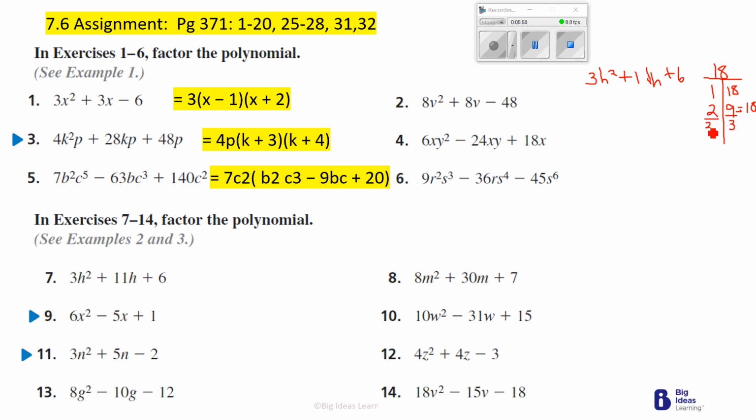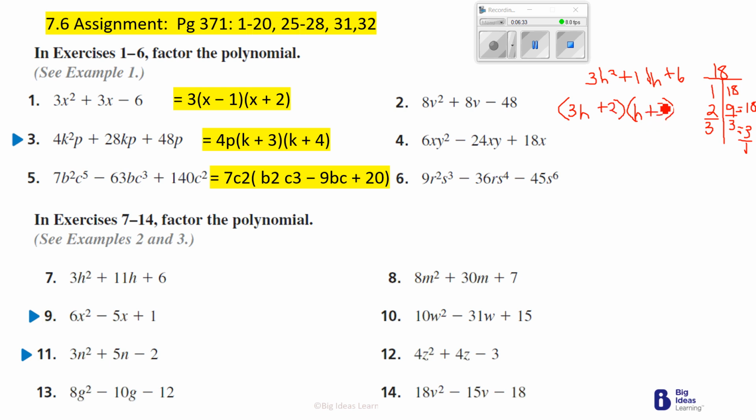When I do this, I got 2 over 3, so that means that one of these factors is going to be, let's see, positive 2. That numerator becomes my constant, and my denominator becomes my coefficient, 3h. And my next one's going to be 9 over 3. Well, 9 divided by 3 equals 3. And 3 can be written as 3 over 1. So 3 is going to be my constant, and 1 is going to be my coefficient to h.